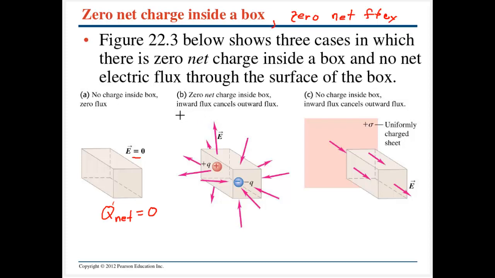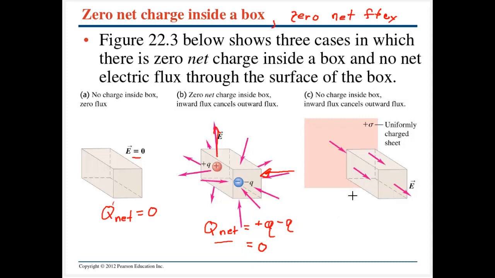Another way to get zero net flux is to have a positive charge and a negative charge inside your box. The positive charge has all the electric field lines going out of the box, the negative charge has all the field lines going into the box, and positive is going to be out, negative is going to be inwards, and there's going to be zero net flux through this box as well. Q net in this case is going to be the positive charge plus the negative charge, so it's going to be zero. Zero net charge inside of the box is going to generate zero net flux.